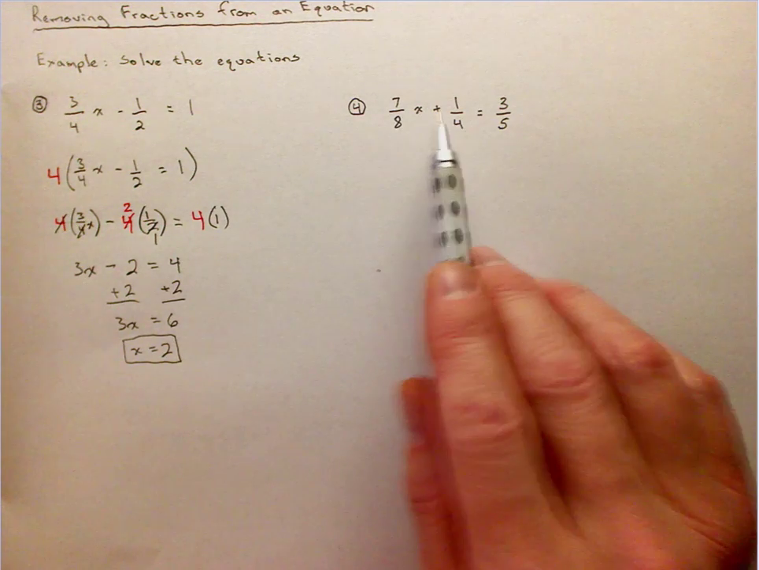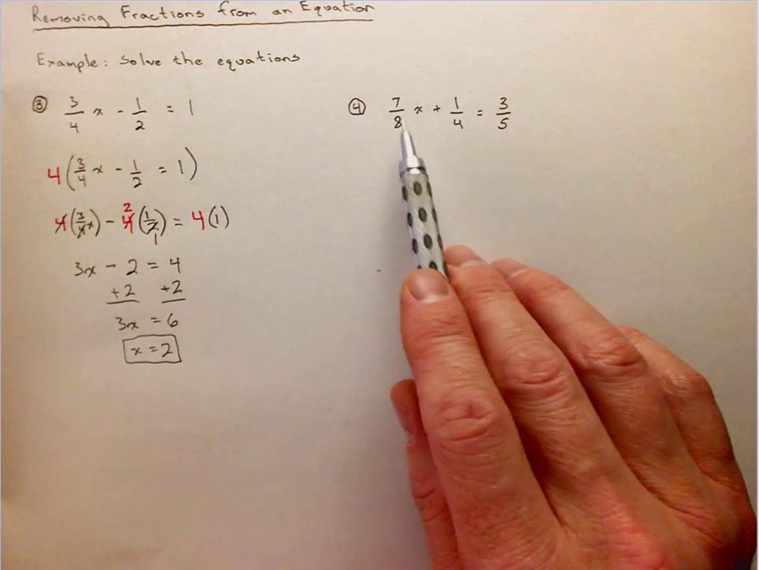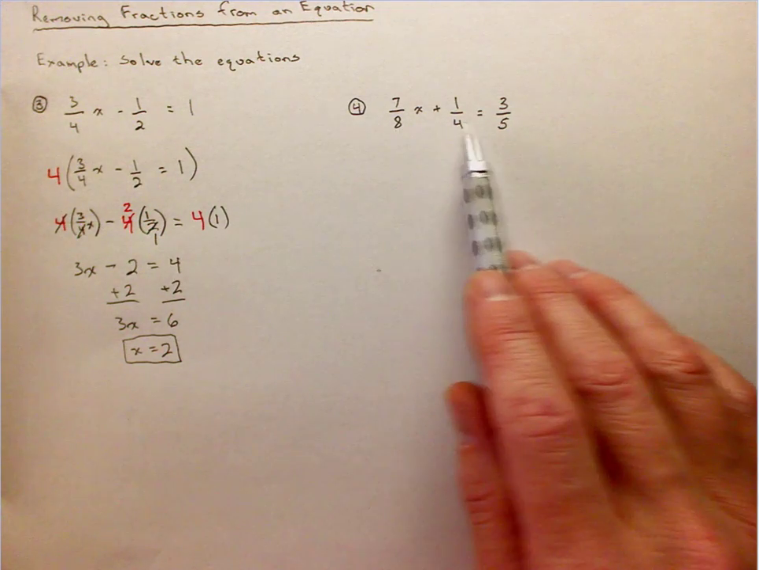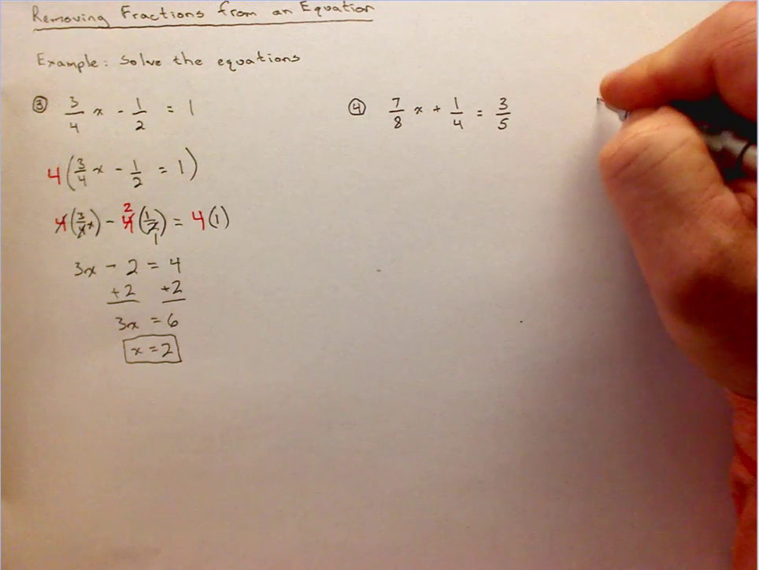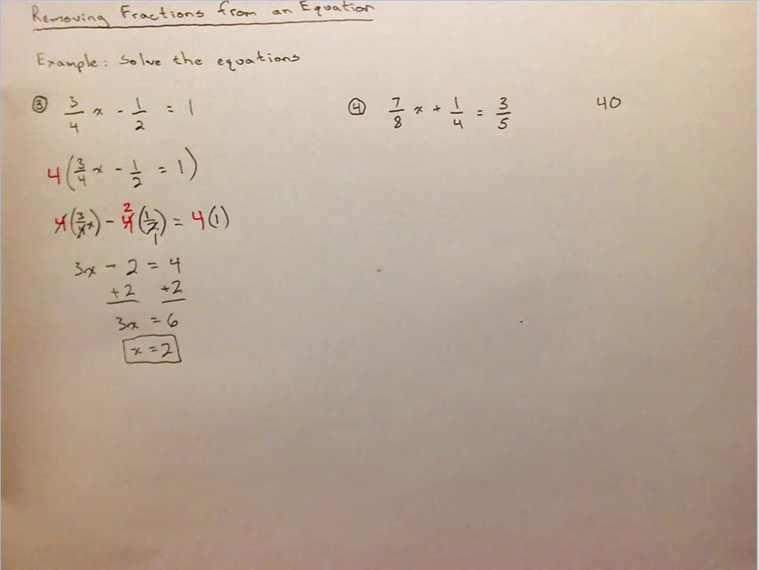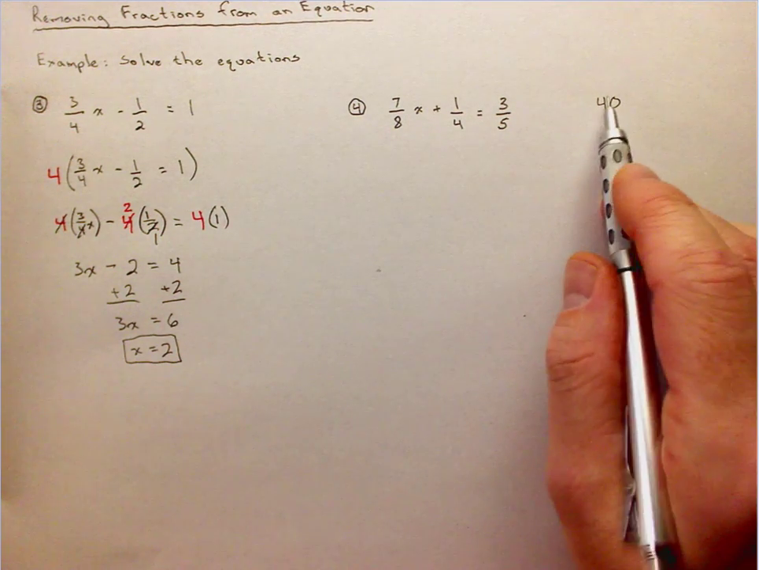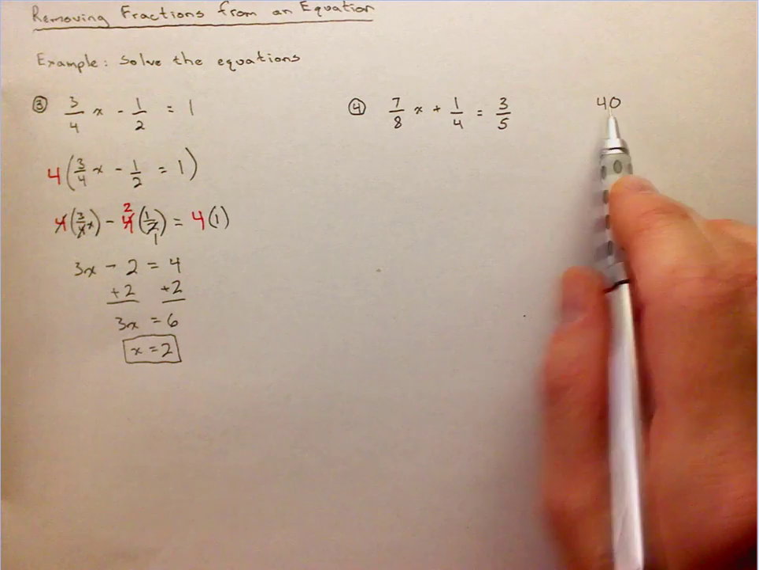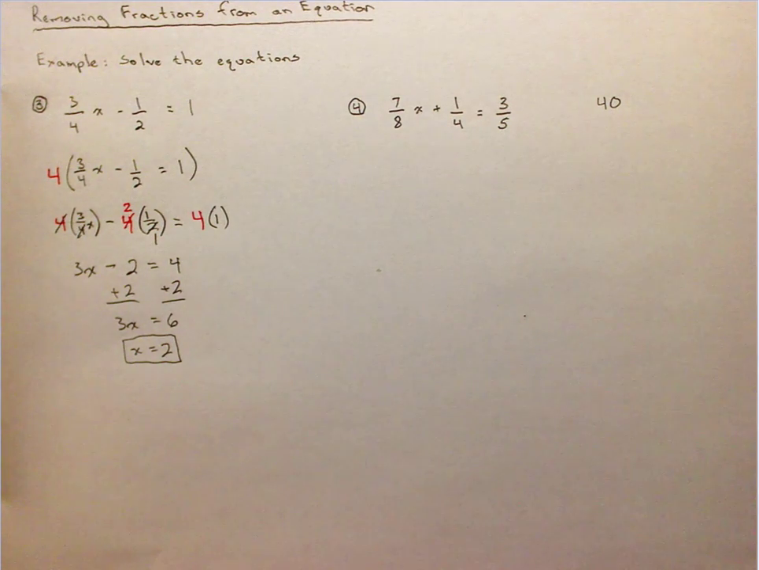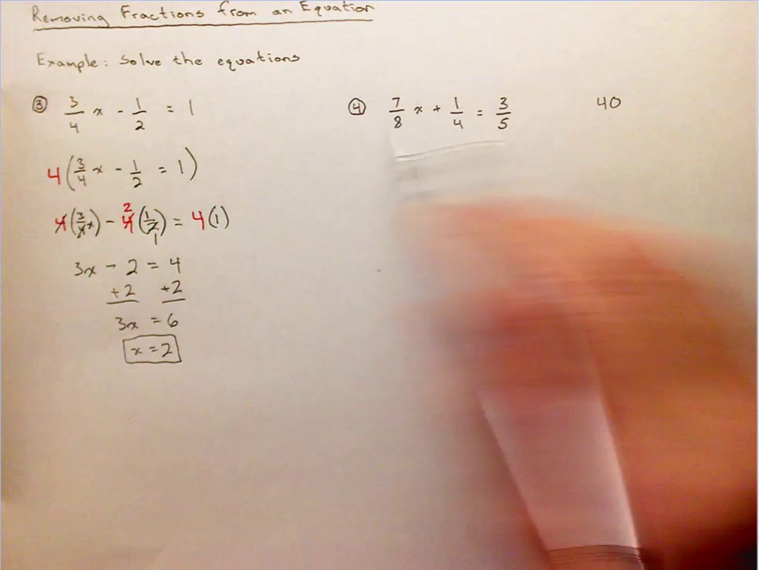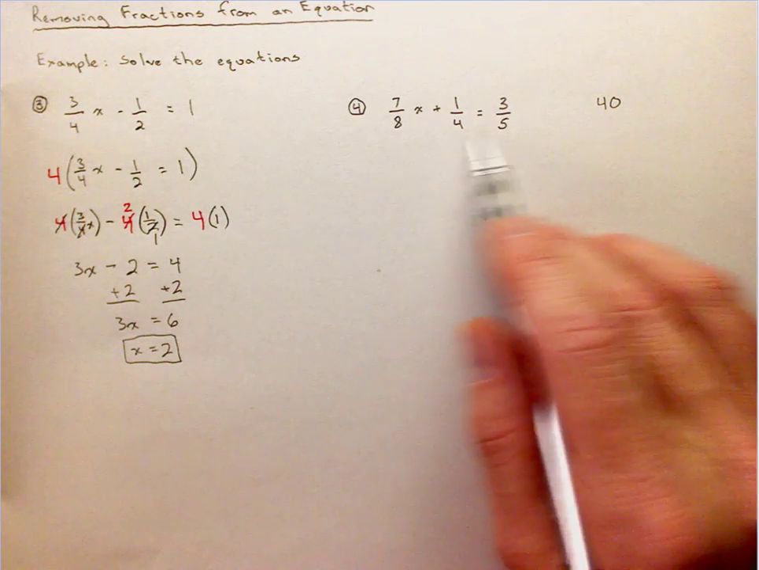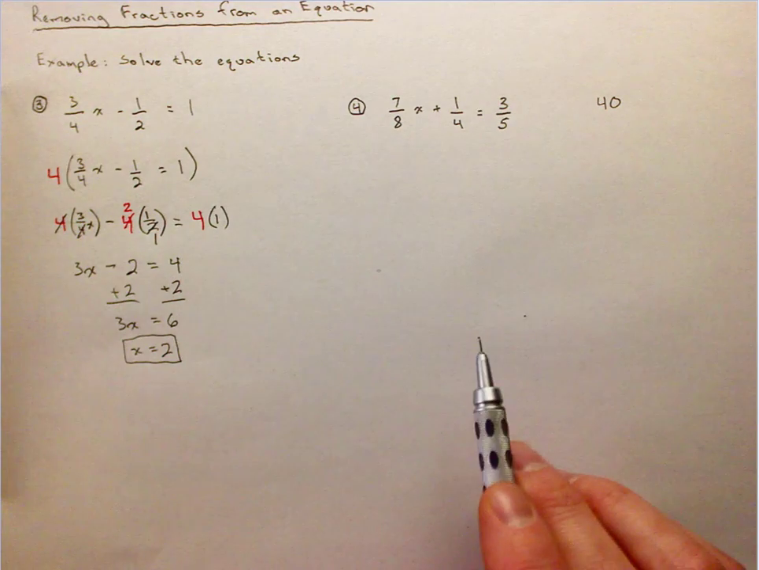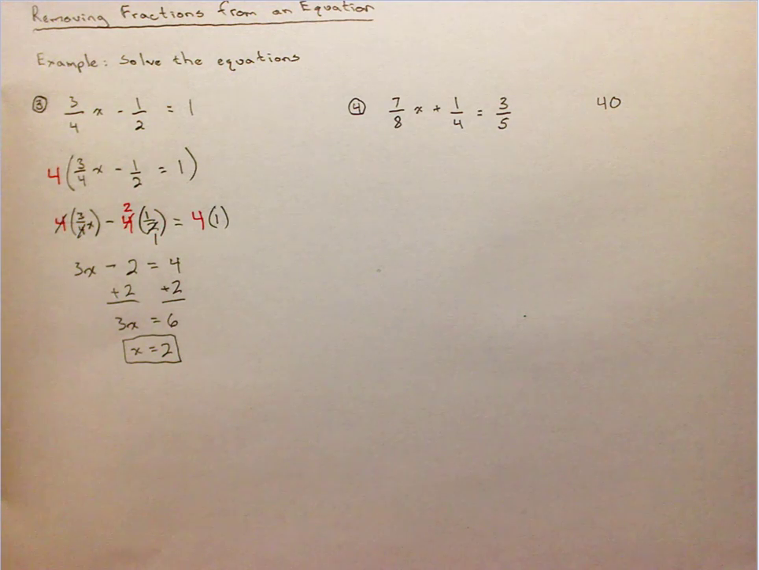For this problem, the least common multiple, 40. 8 will go into 40 5 times. 4 will go into 40 10 times. 5 will go into 40 8 times. That's the smallest number. Now I could take these three and multiply them together, but then I'm going to end up, let's see, 160. And there's nothing wrong with that. You can work it both ways.